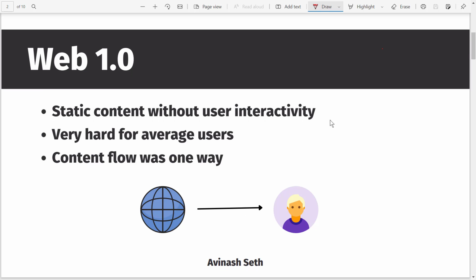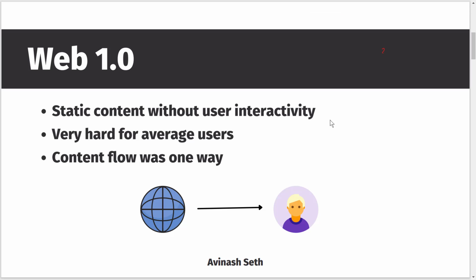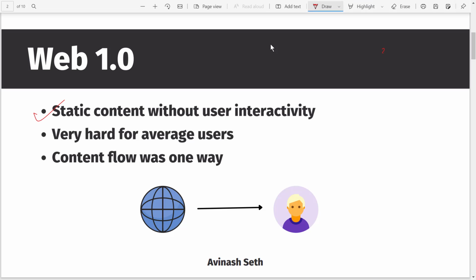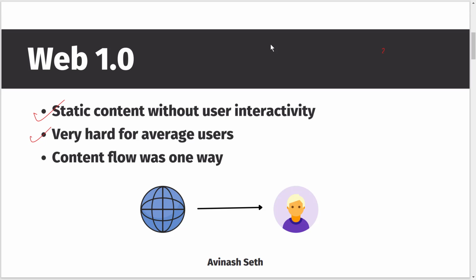Now, before we start with Web 3.0, obviously we have to understand Web 1.0. So what is Web 1.0? I'll give a very simple example of it. It was static content. That means users did not have any chance of interactivity. Secondly, it was very hard for the average user. Like if I talk about my mother, she would not be able to use what we call Web 1.0. And finally, one of the most important points, content flow was one way.